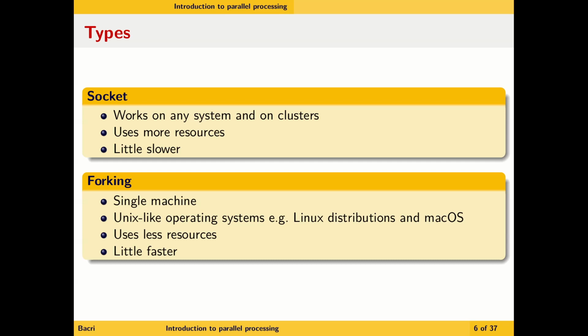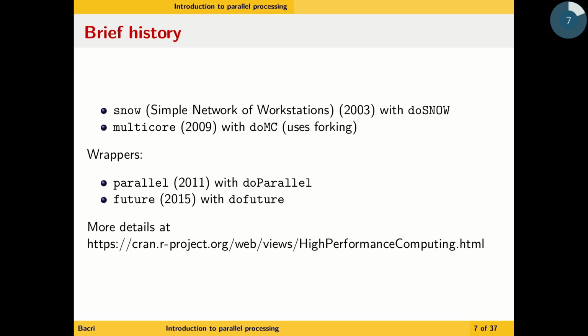So this is just some terminology that I will use a bit later. A brief history of the main packages. I insist on main because there are many more, but the most popular ones historically have been the Snow package, the simple network of workstations. This uses sockets, so it works everywhere. But then people thought, I use a Linux computer, it can be done better with forking. So the multicore package came to make use of that requirement.